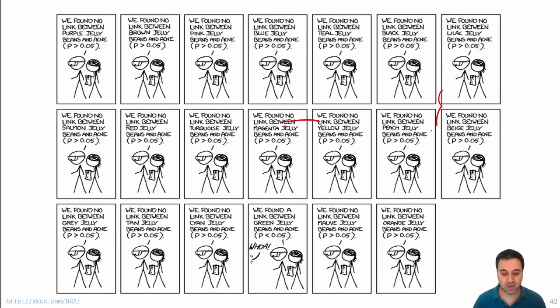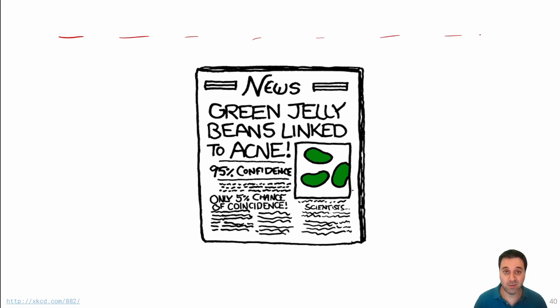So now they carry out many different studies. We have one with purple jelly beans, brown, pink, blue, teal, black, whatever. And as we know, sure, one of those is going to be positive, right? Let's say in this case it was green. We know this could be just a type 1 error, and most likely it is. Eventually, if you keep looking into the same thing, you're going to get lucky with your data and claim something. And so, of course, what's going to make the news? Green jelly beans cause acne. 95% confidence, whatever science says.